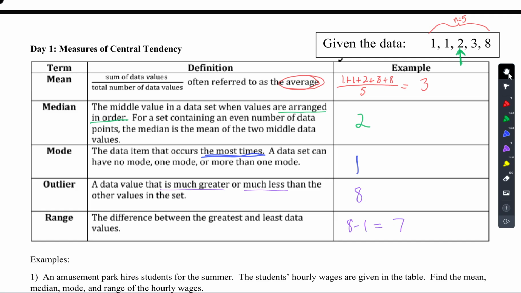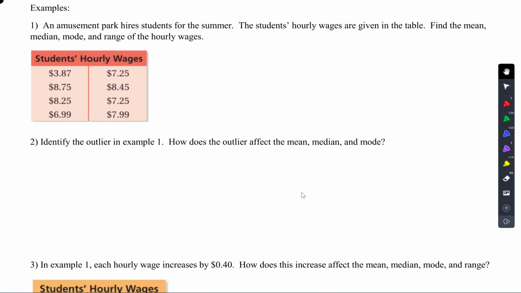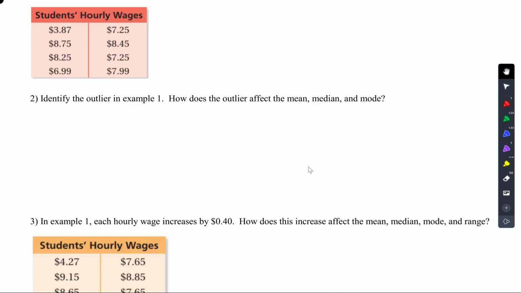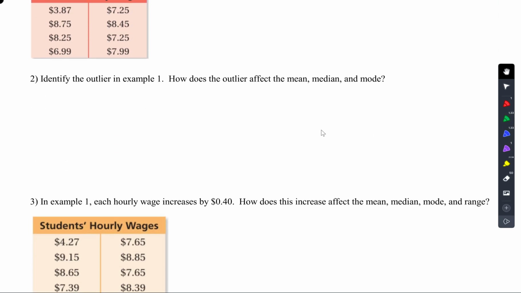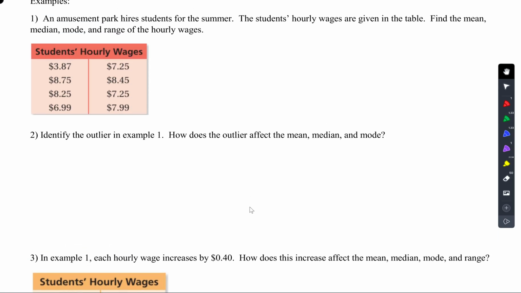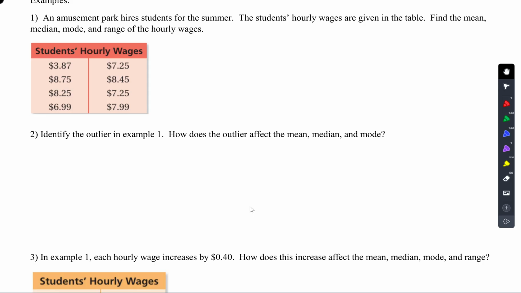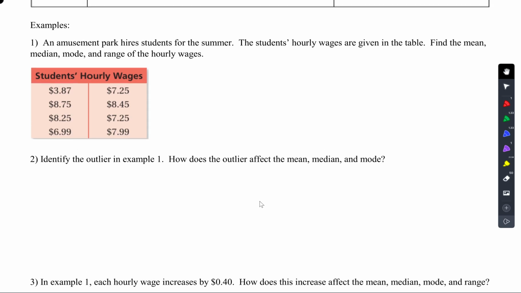So basically, we're going to use similar data for these 3 different questions, and we're going to alter it a little bit and see what happens when you change the data. This one: an amusement park hires students for the summer. The students' hourly wages are given in the table. Find the mean, median, mode, and range. So it's just getting after it with your calculator, adding the stuff, all that business.